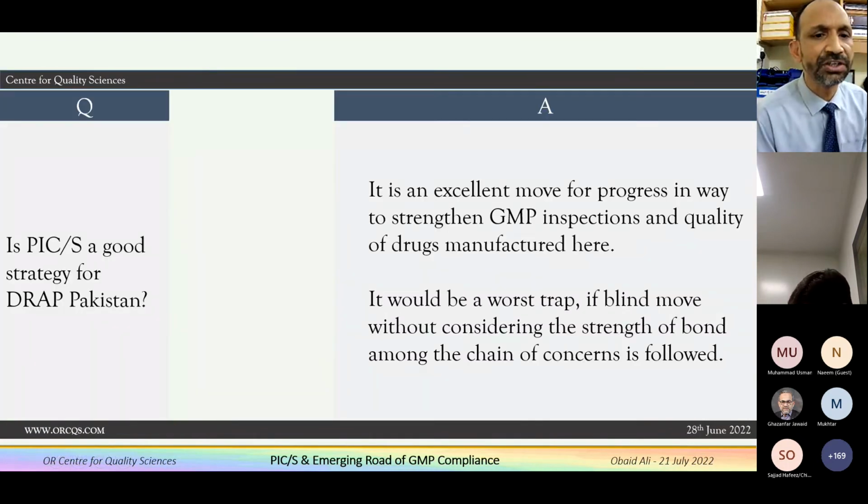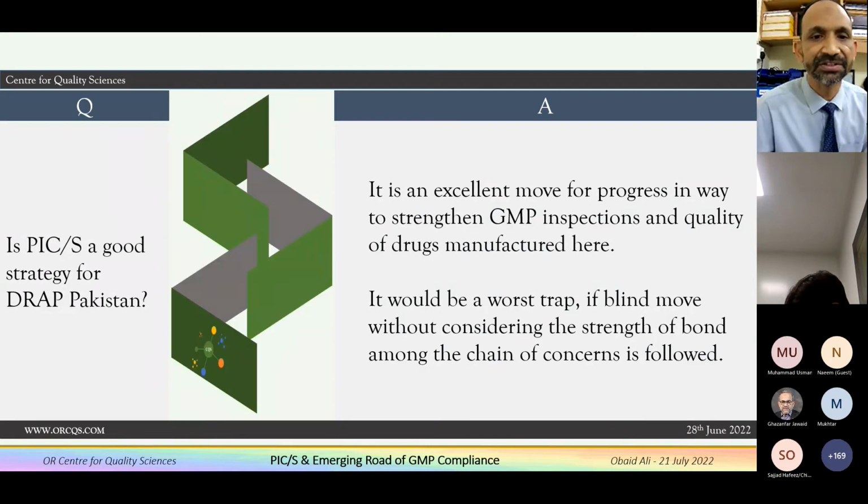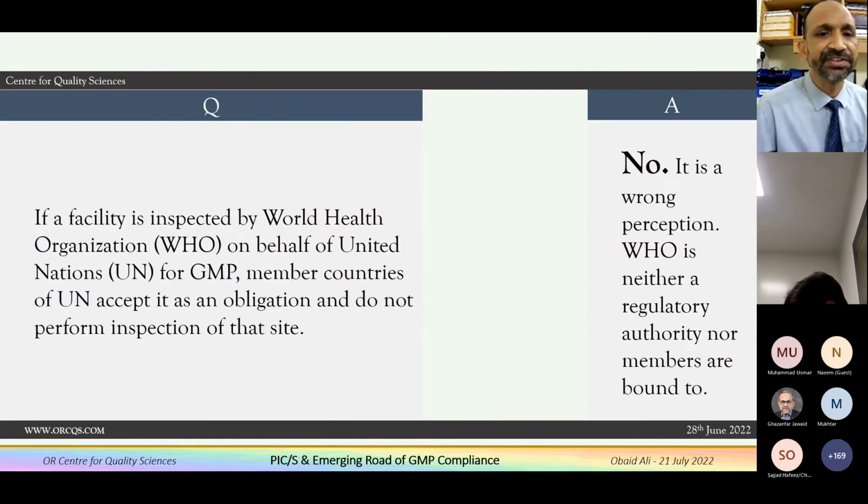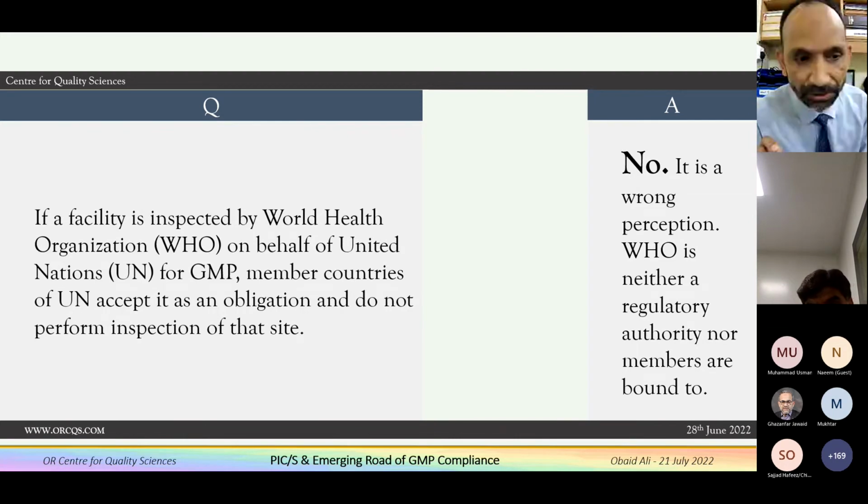PICS एक गुड स्ट्रेटजी फॉर ड्राइवर पाकिस्तान, मैंने आपसे डिस्कस कर लिया कि ये गुड स्ट्रेटजी नहीं है मेरी नजर में। If facility is inspected by World Health Organization, अच्छा ये बात ध्यान में रखिएगा, World Health Organization is not the regulatory body. WHO is not the regulatory body. WHO is intergovernmental organization, or you may call non-governmental organization.